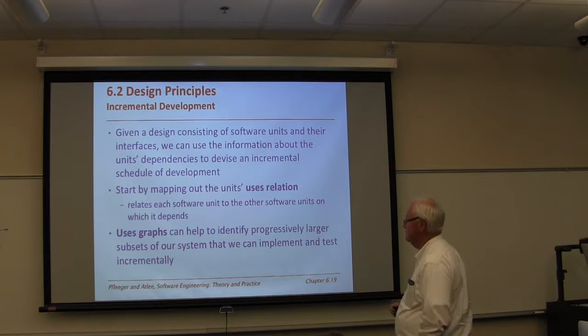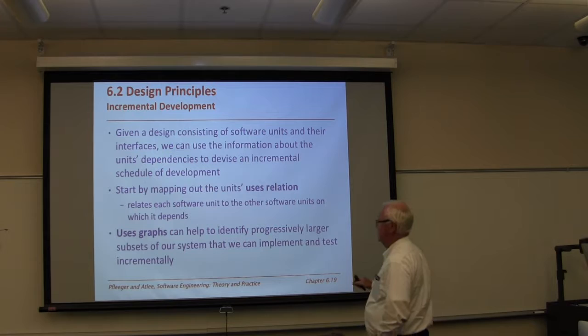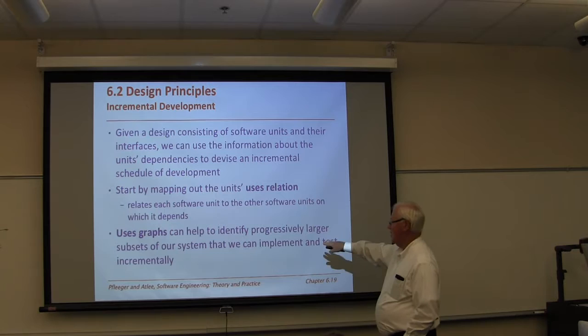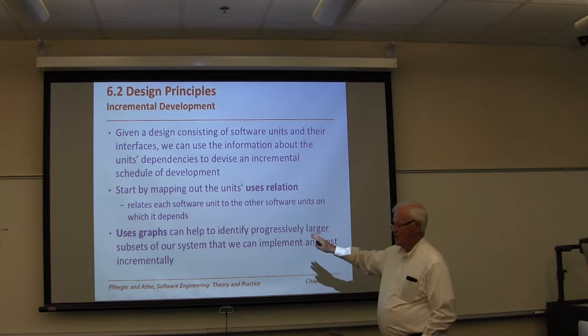We talked about uses relations, and we'll see that in our UML graphs a little bit. It relates each software unit to the other software units on which it depends. Use graphs can help to identify progressively larger subsets of our system that we can implement and test incrementally. So without going any further, let's look at a few. I think these are going to come right up.